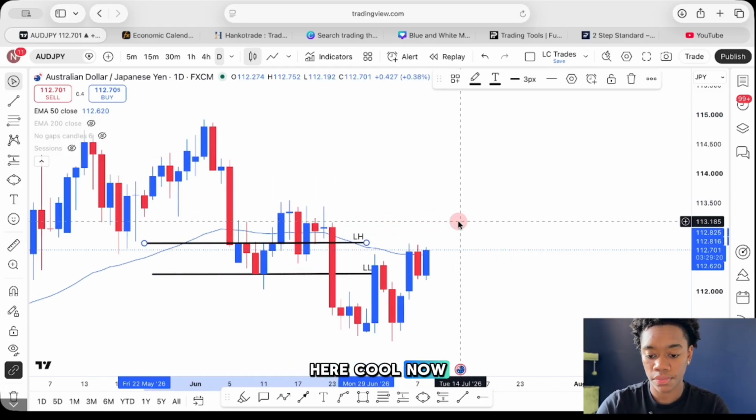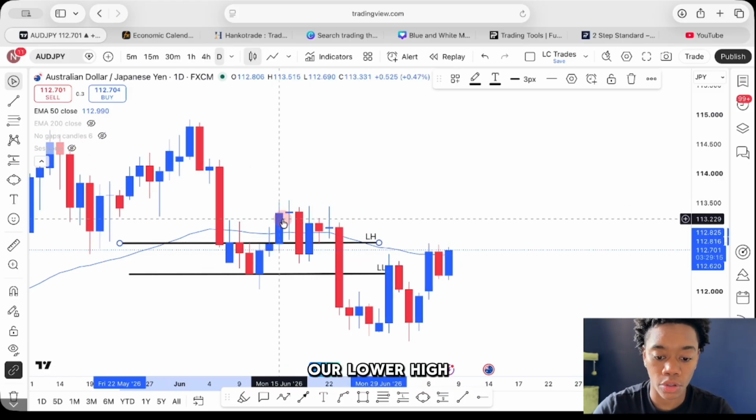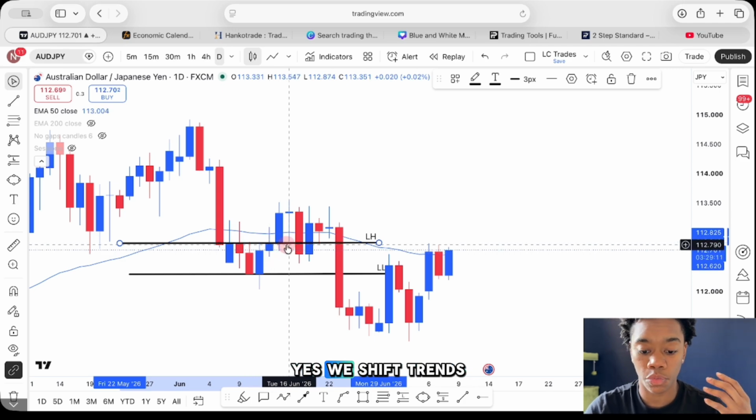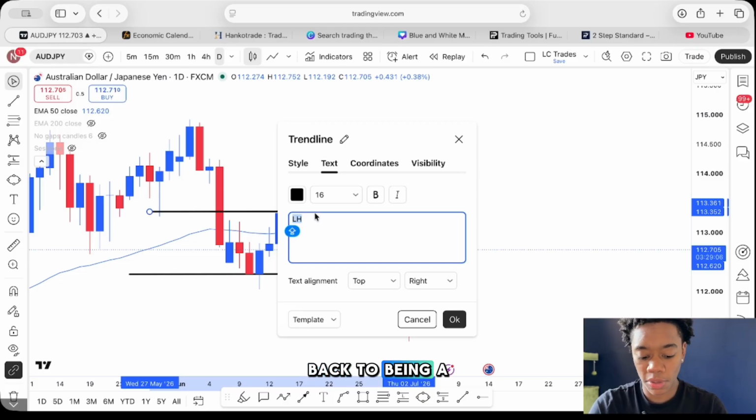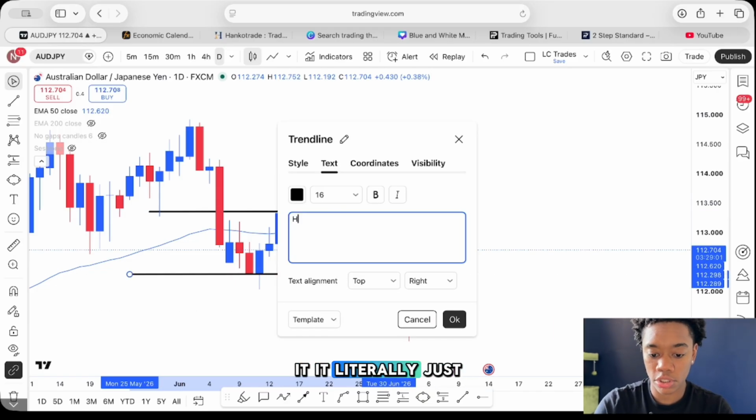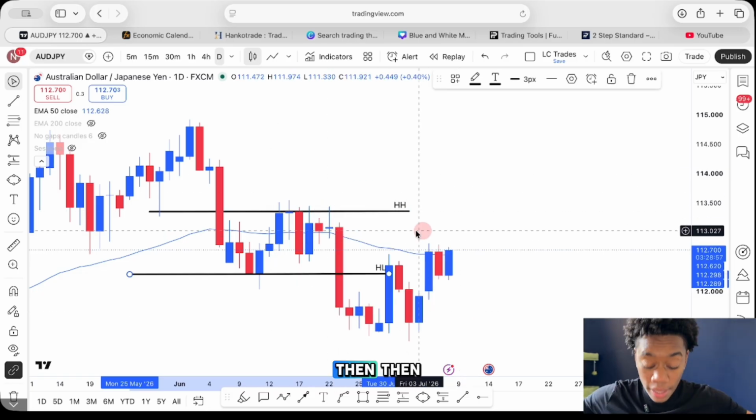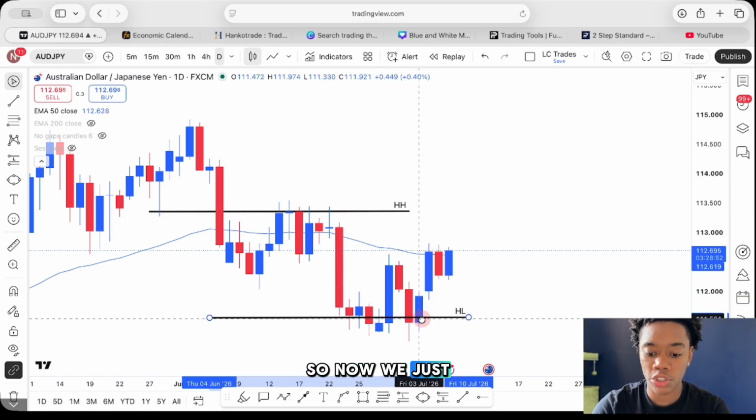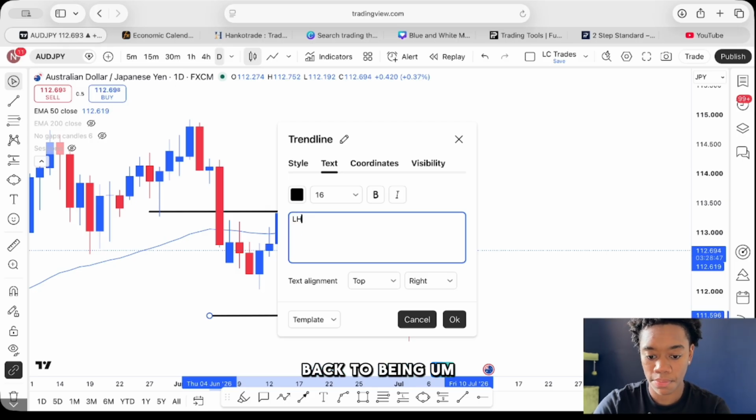Cool. Now, let's zoom in a little bit. We then break above our lower high. What happens when we break above a lower high, guys? Yes, we shift trends. So now we put this up here. This is going to go back to being a higher high. And this, don't move it. It literally just is a higher low. Then we break it with this huge candle right here. So now we just shifted trends again. Now we're back to being bearish.